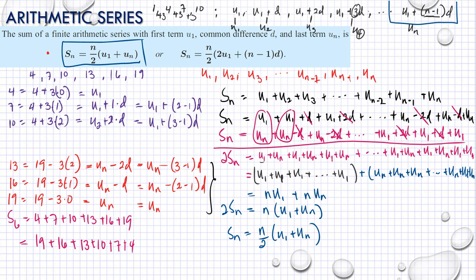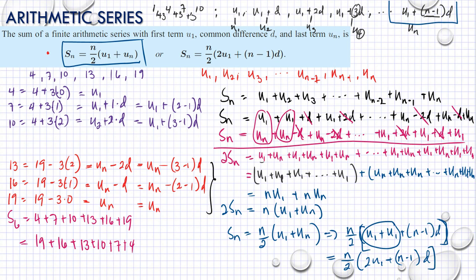Okay, so now if we expand this, we have n divided by 2 multiplied by u sub 1, and u sub n is u sub 1 plus n minus 1 times d. Or my bracket is better. Then we have n divided by 2 times 2 u sub 1 plus n minus 1 times d. Then we got this also.